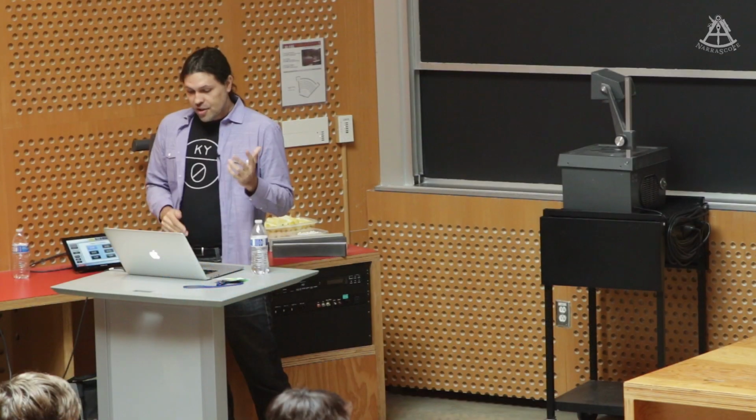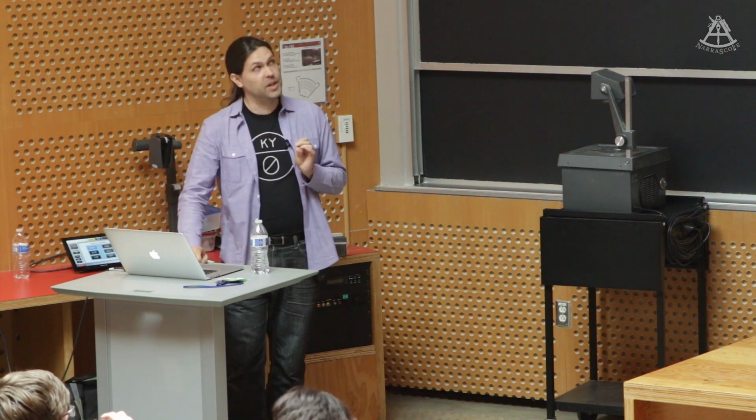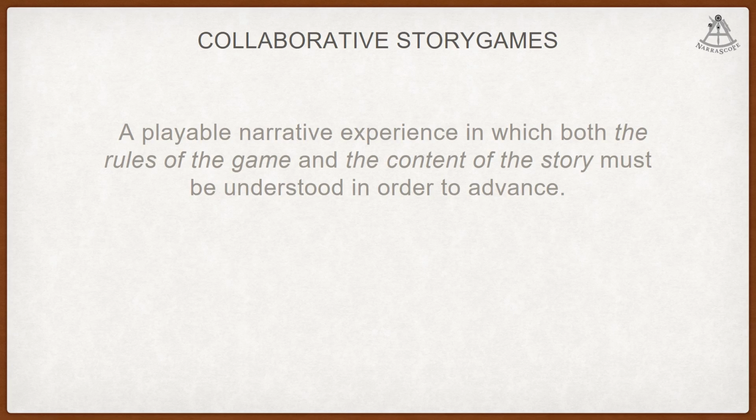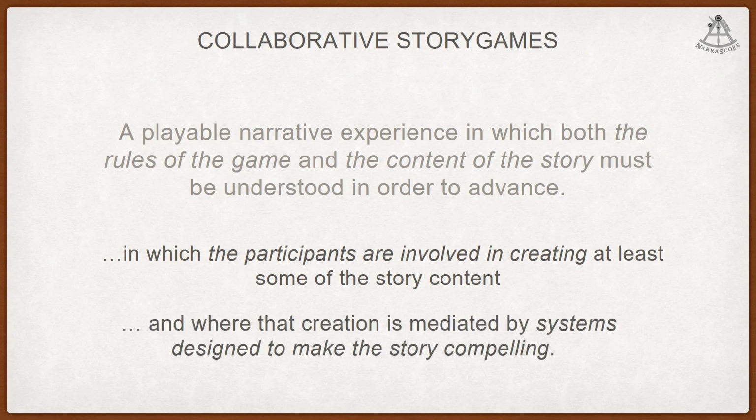Interestingly though, this definition also includes a lot of analog story games. But instead of analog story games, I actually want to call these something else for this talk. I want to call them collaborative story games. So these are story games with two additional caveats. They're story games in which the participants are involved in creating at least some of the story content, and where that creation is mediated by systems, rules, designed to make the story compelling.